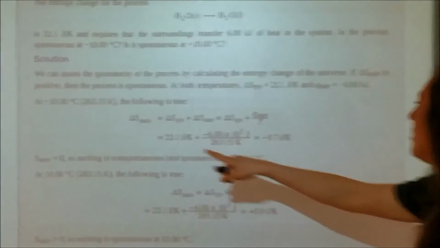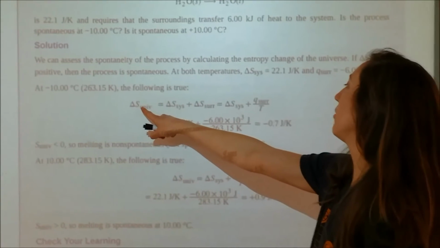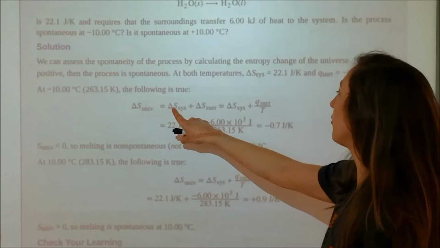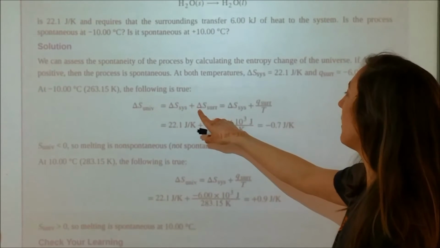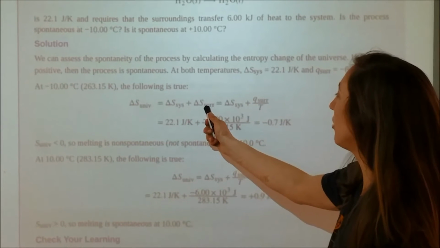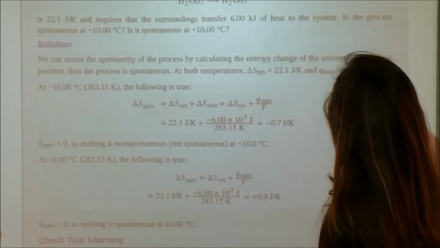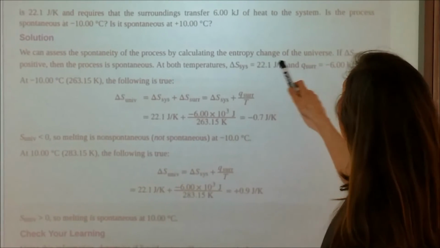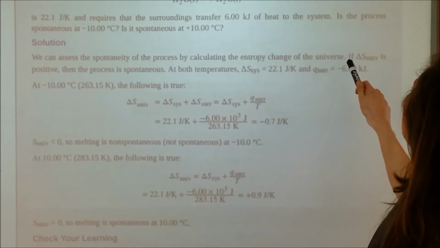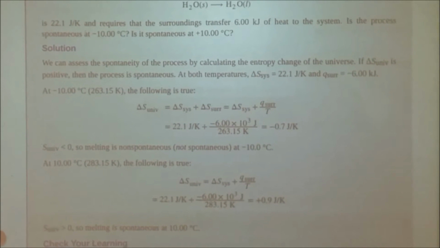So we're going to go ahead and use the equation delta S universe is equal to delta S of the system plus delta S of the surroundings. So change in the system plus change in the surroundings is what we're looking for the universe. If delta S universe is positive, then the process is spontaneous.